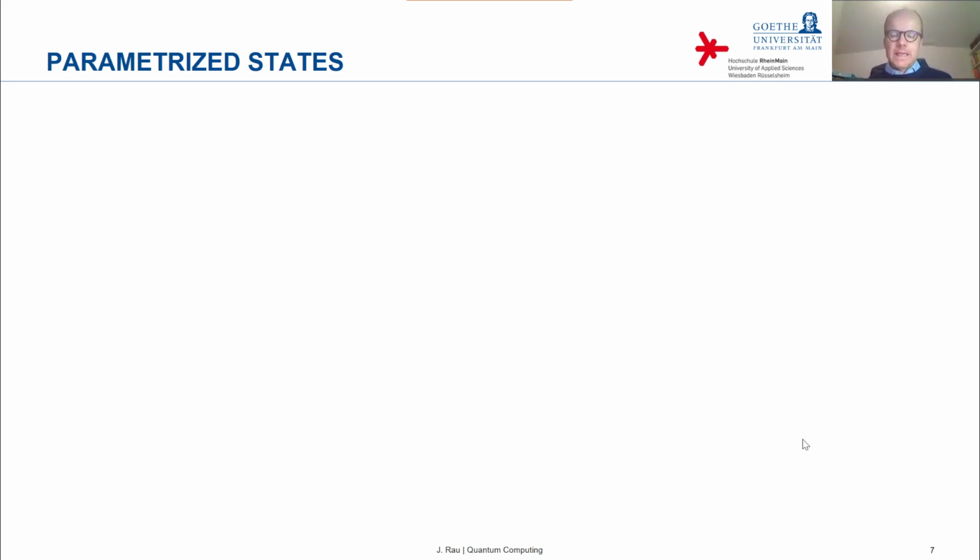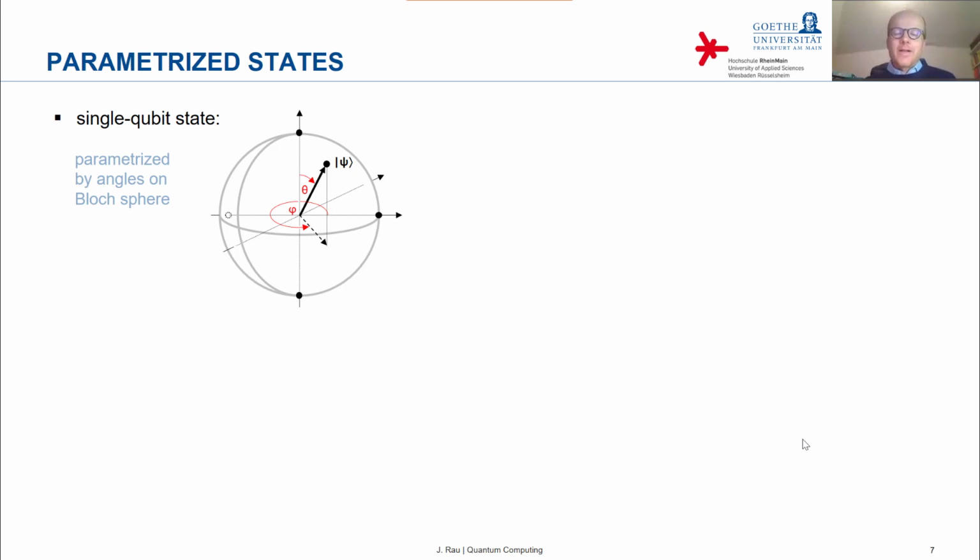We've already encountered an instance where we parameterized states, namely the state of a single qubit. We discussed that the state of a single qubit can be visualized as a point on the surface of the Bloch sphere, and that it can be parameterized by two angles corresponding to the angles that you use in spherical coordinates. So these two angles constitute a parameterization of a single qubit, a pure single qubit state.